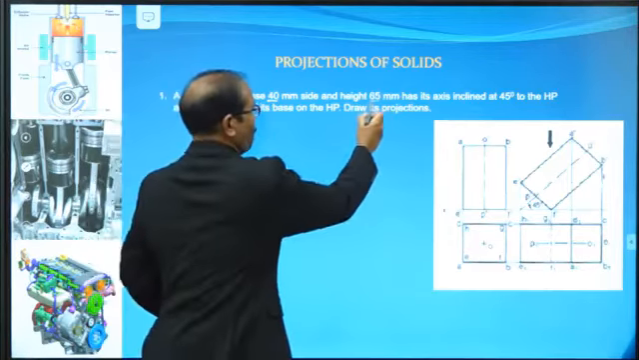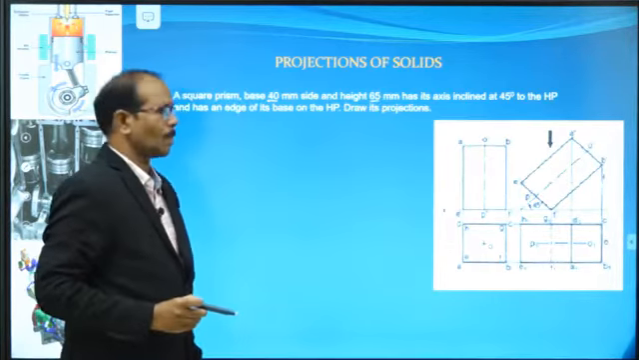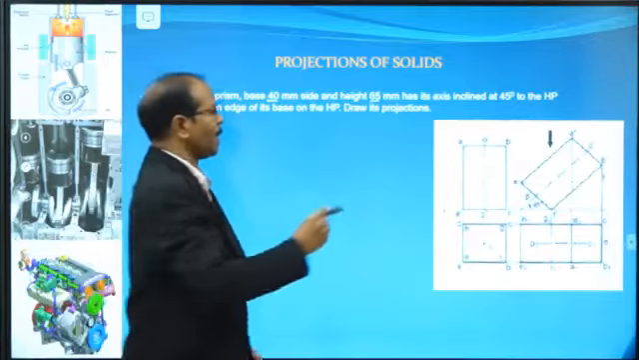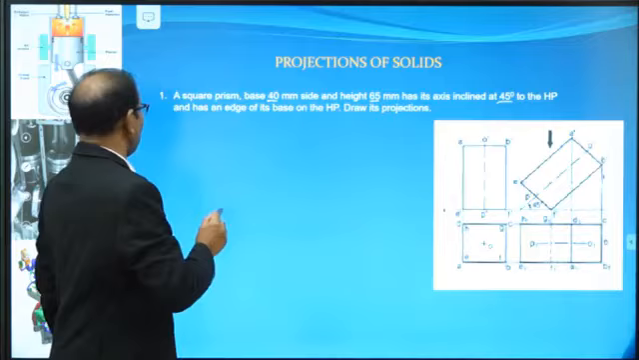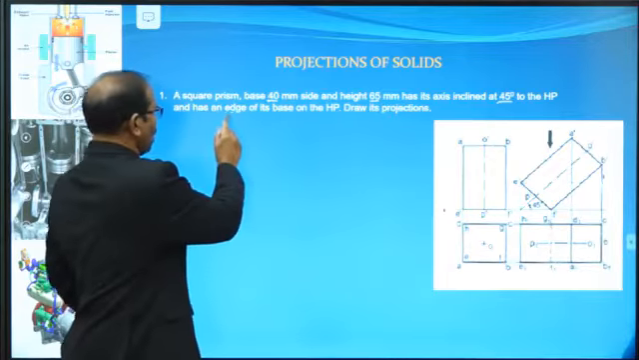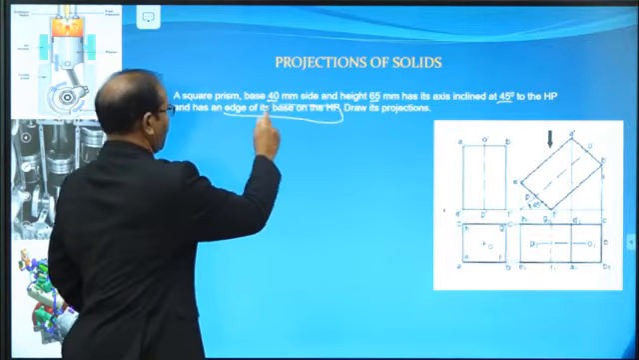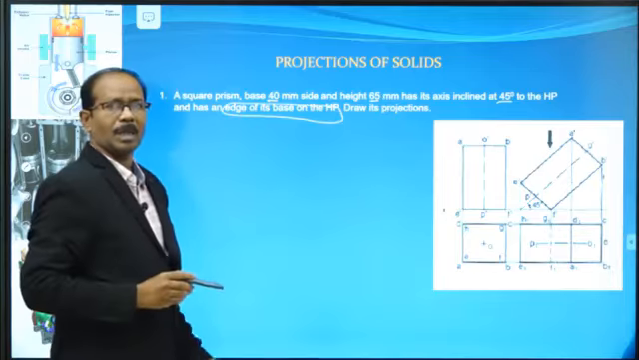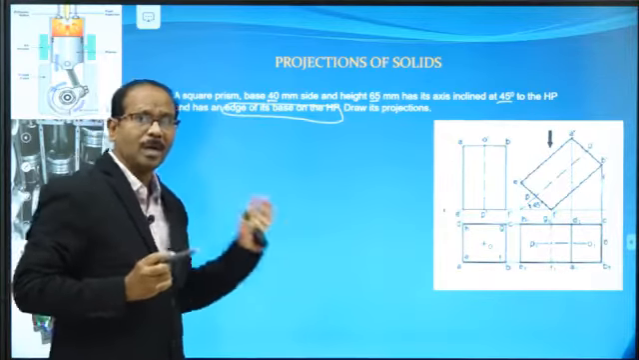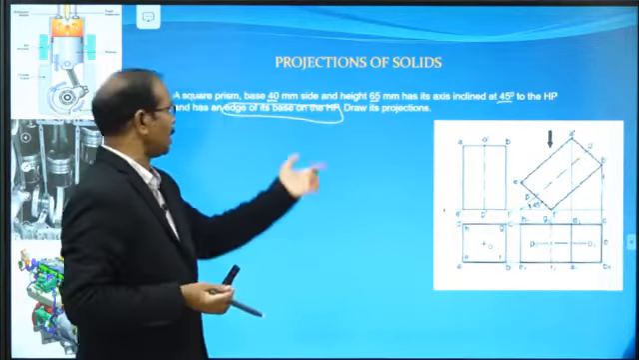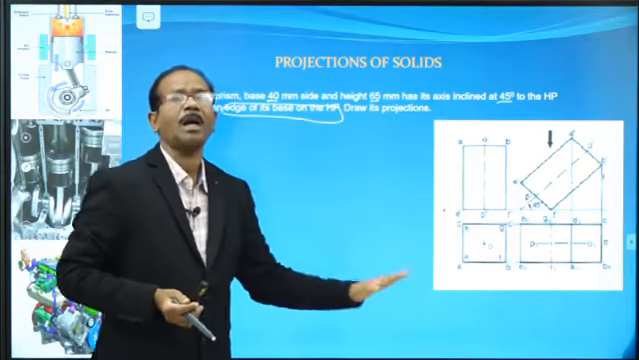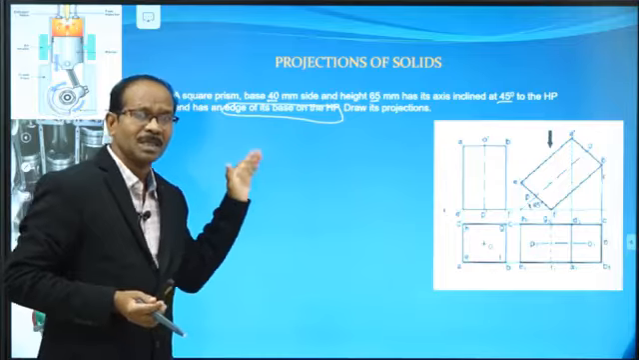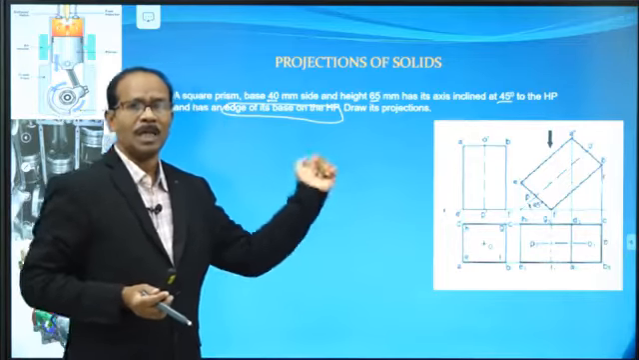Axis height is 65 mm. It's at an angle of 45 degrees to the horizontal plane, resting on one edge, with an edge of the base on HP. This is important. It is important how we draw the initial view based upon this concept: edge of the base on HP, on the horizontal plane. Start with this initiation, then proceed.